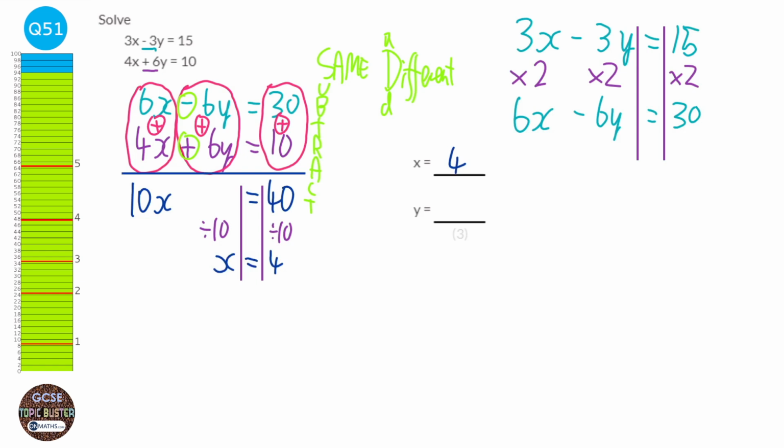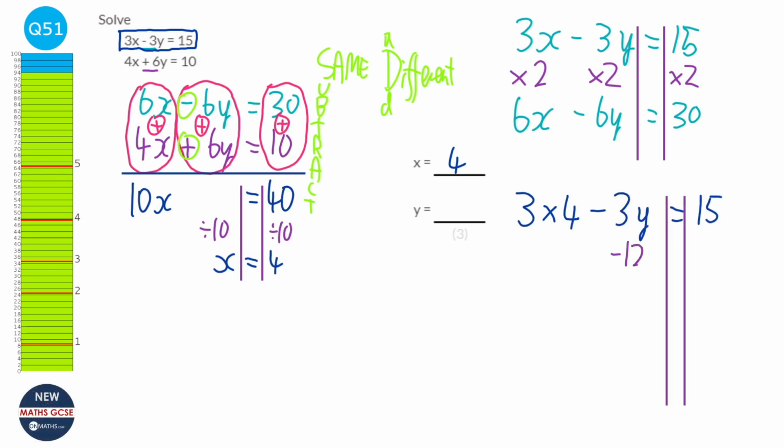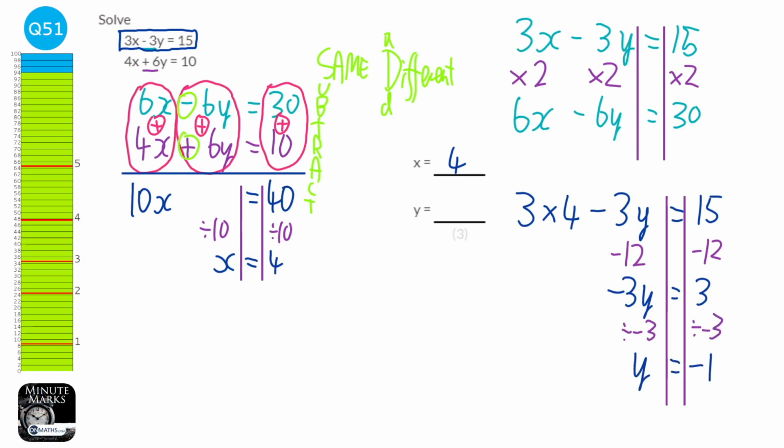Now that's one of the solutions, but we've got to find out what y is as well. So we're going to look at this first equation here, and we're going to just write out that, but substituting in the 4. So it's going to be 3 times 4 minus 3y equals 15. Get our solving lines in. So 3 times 4 is 12, so we're going to take away 12 from both sides. So we've got minus 3y equals 15, take away 12, which is 3. And then we're going to divide by the minus 3 on both sides. So it's going to be y equals minus 1.